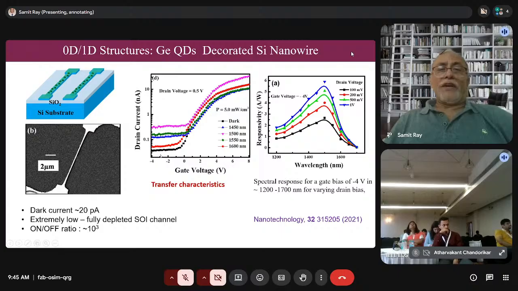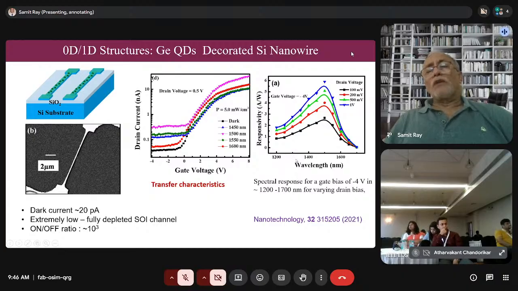Dark current is very low, in the range of 20. Because this is a fully depleted SOI channel, the quality is extremely good, and you get a high on-off ratio. As we illuminate with light of different wavelengths, from 1400 to 1600 nanometers, our interest is around 1500 nanometers, where we get a lot of photocurrent. The peak photocurrent is at 1500 nanometers, which is very close to our optical fiber propagation wavelength.